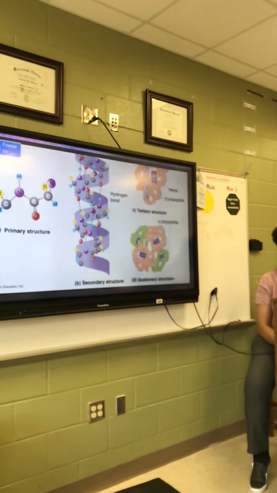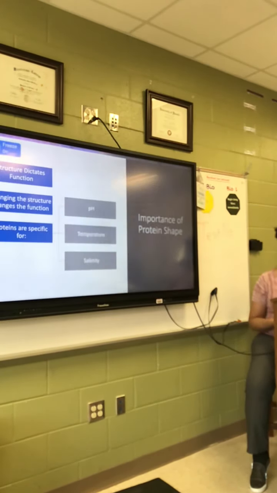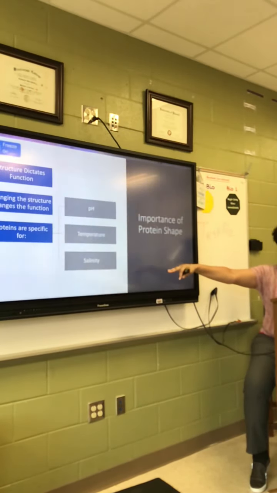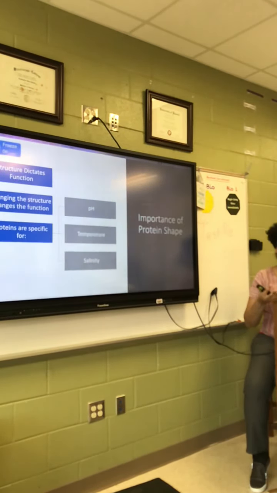So what happens if I change the structure of something? It changes the function. If you still have the kind of car you got to stick a key in to crank it up, if I break your key, can you crank it up? Negative. All right. So if I change the structure, you change the function. Same thing with proteins. And that's important that we know that, because proteins are specific for pH, temperature, and salinity. Salinity means the amount of salt that's actually dissolved in aqueous solution.